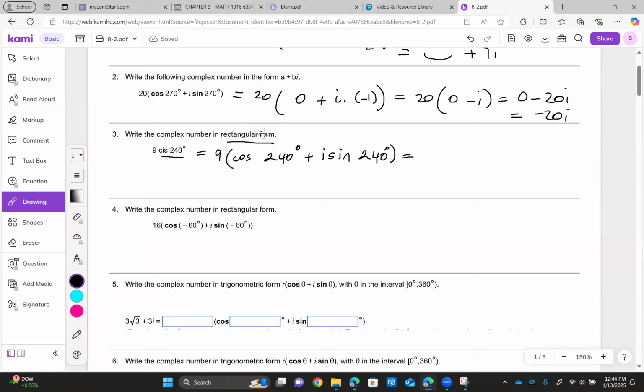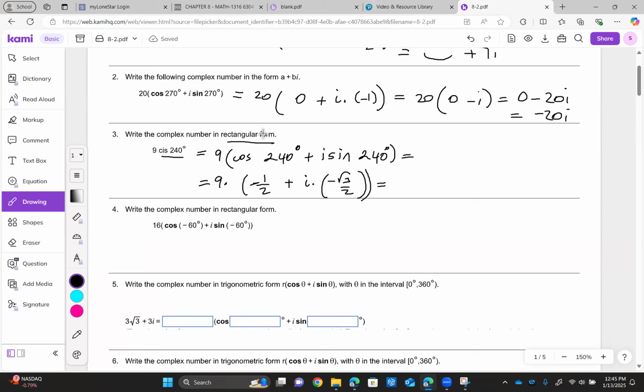Instead of writing it huge like this, they simply wrote cis for this portion. Now, 9 times cosine of 240. Again, the reference angle is 60 because 240 minus 180 is 60. So I'm going to write the same thing as cosine of 60. Cosine of 60 is 1/2, but 240 is located in quadrant 3, and in quadrant 3 cosine values are negative. So cosine of 240 is -1/2, plus i times sine of 240, which is -root 3 over 2.